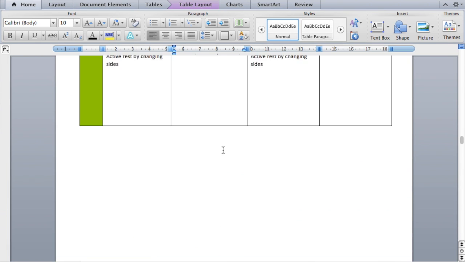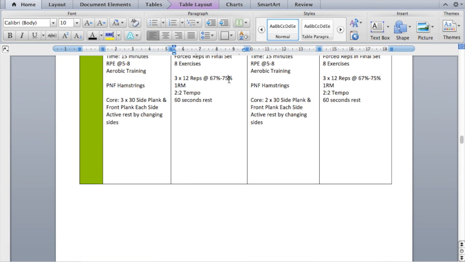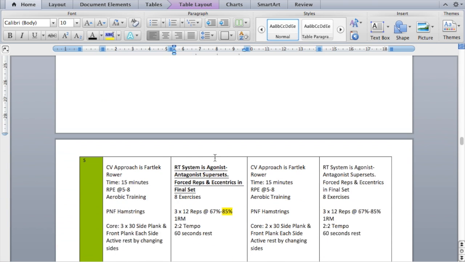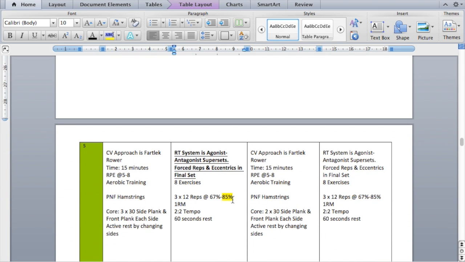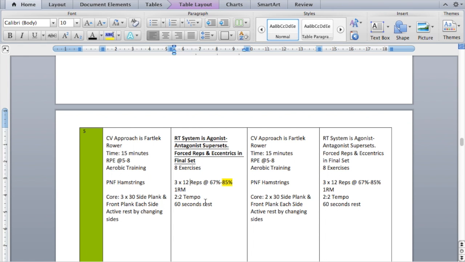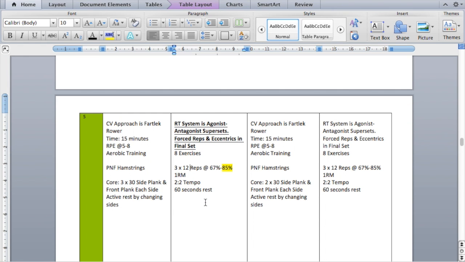Rather than it being 75% of the 1 RM for 12 repetitions, now it's 85% of the 1 RM for 12 repetitions. Now, when you look at the resistance training videos, you'll see what I've done here.